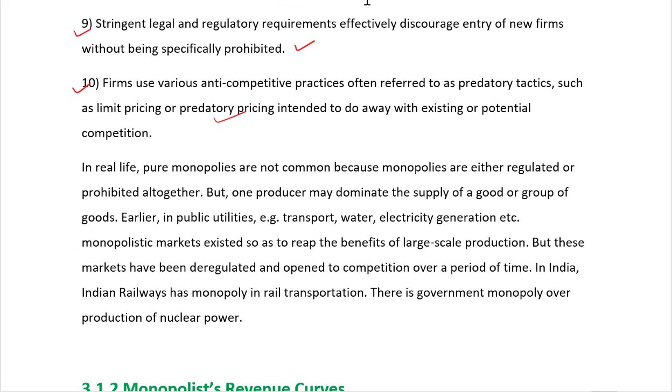In real life, pure monopolies are not common because monopolies are either regulated or prohibited altogether in the market. But one producer may dominate the supply of a good or group of goods, earlier in public utilities also, transport, water, electricity generation. Monopolistic markets existed so as to reap the benefits of large scale production, but these markets have been deregulated and opened to competition over a period of time. In India, Indian Railways has a monopoly in rail transportation. There is a government monopoly over production of nuclear power also.